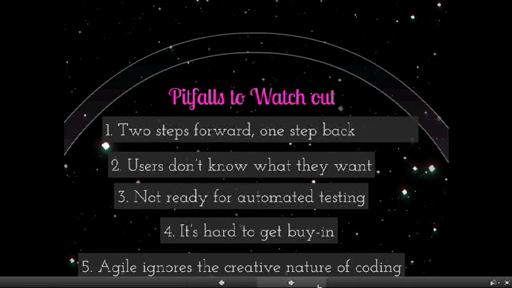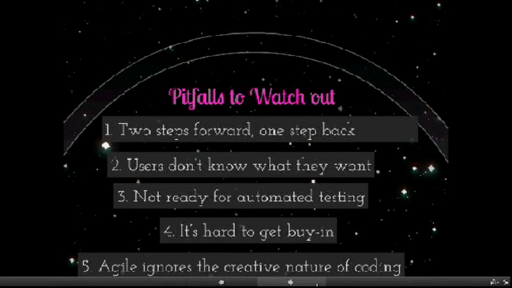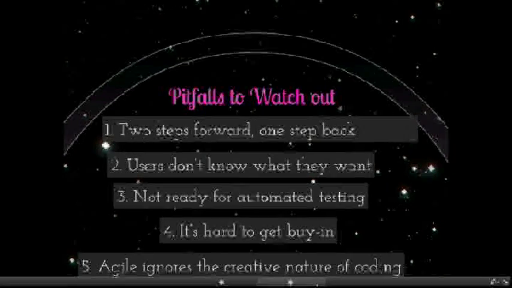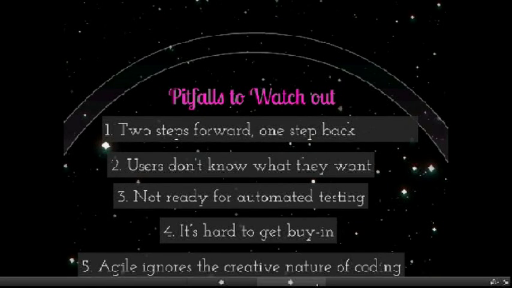2 steps forward, 1 step back. Agile breaks down projects into iterations that deliver potentially workable software within 2 to 4 weeks. The scope of what is being delivered from iteration to iteration can vary dramatically based on feedback from users. And sometimes the users don't know what they want. Being blind to certain future demands can lead to products being developed in a way that doesn't support those iterations.